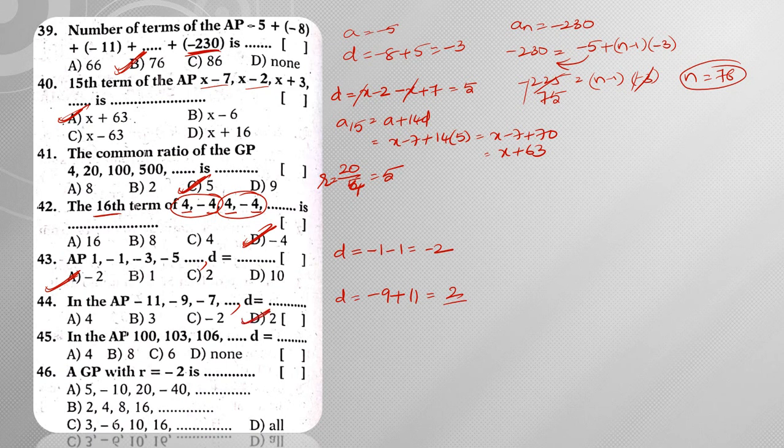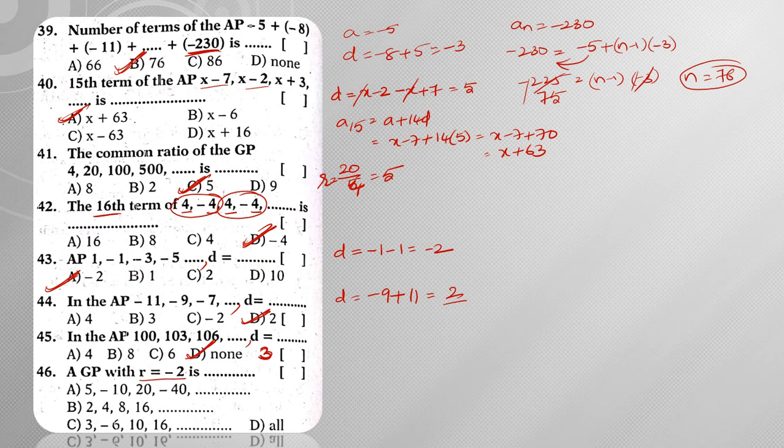Next, in the AP 100, 103, 106, clearly the answer is 3. Okay, because it is increasing by 3. So hence the answer will be none. Next, a GP with a common ratio minus 2.